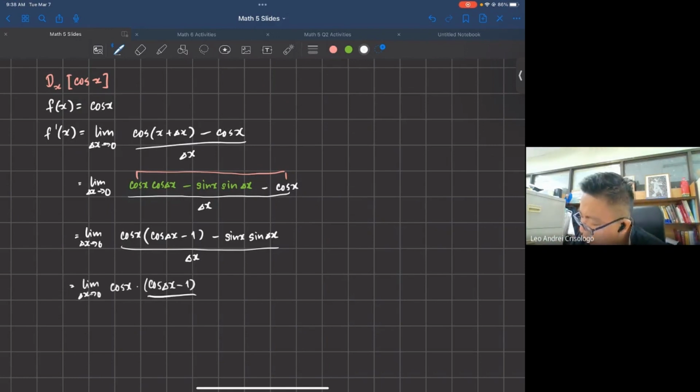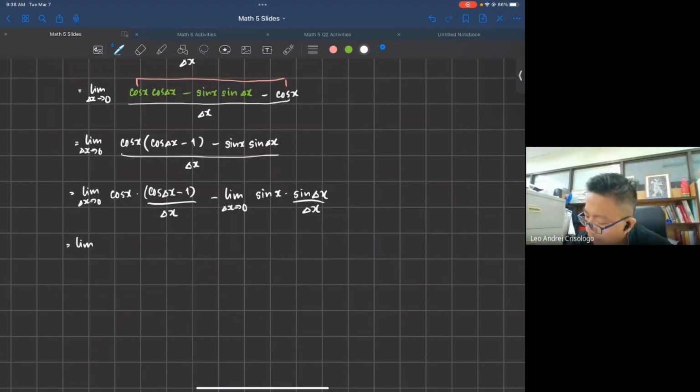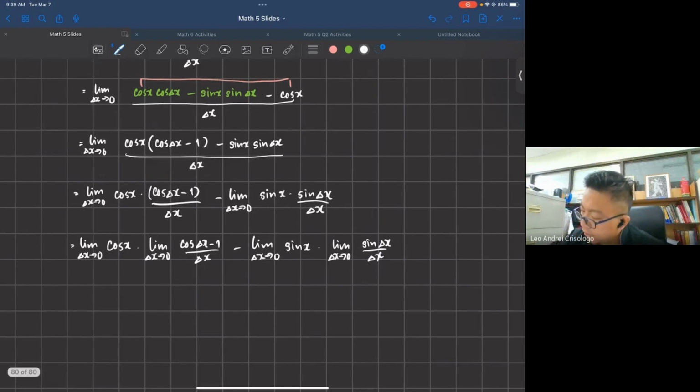fraction, then yung cosine delta x minus 1 over delta x, then another limit, and you should see where this is going. Yung limit, ayusin na natin. I-further split ko pa yung limit over the factors. Pero you should see how we will arrive at negative sine x. Kasi yung limit as delta x approaches 0 ng cosine delta x minus 1 over delta x, which is this one, pupunta siya ng 0.